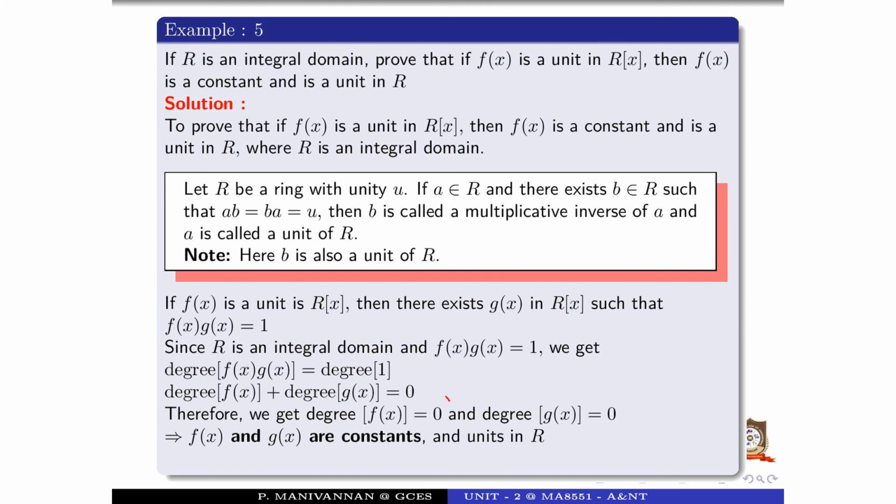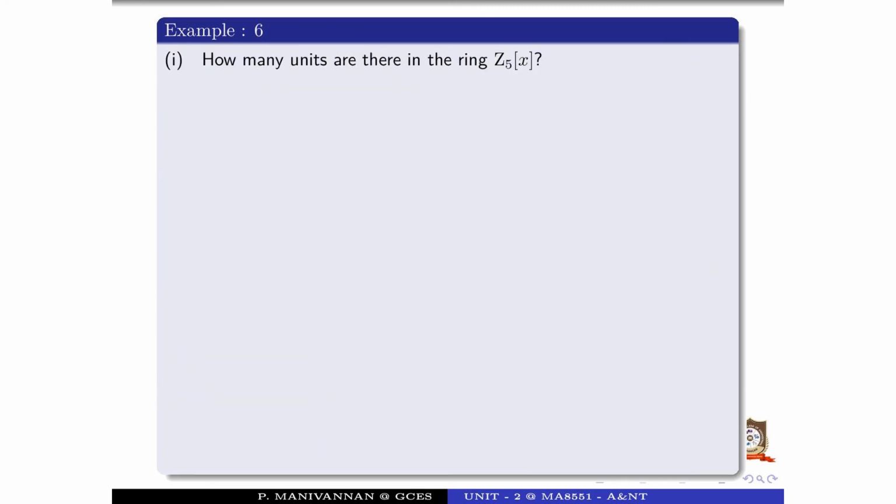Therefore, once the degree is 0, the polynomial must be constant. Every constant element is a unit in R. Hence, f(x) is a constant and is a unit. Hence, this is the example. Then, next example.